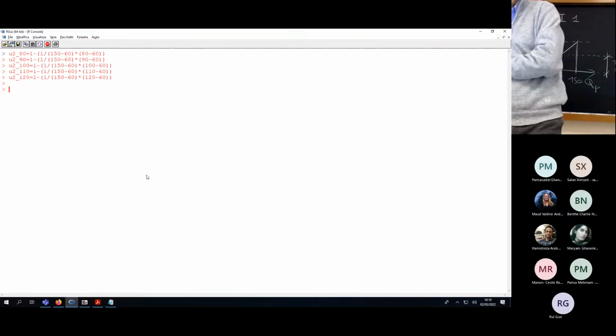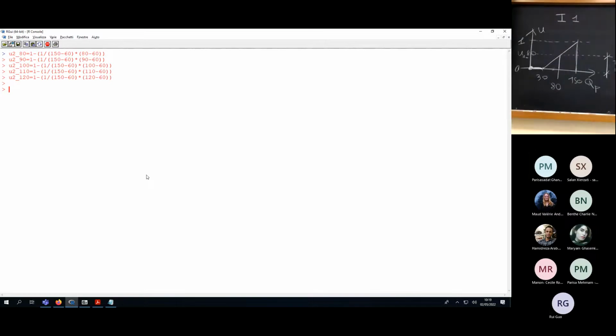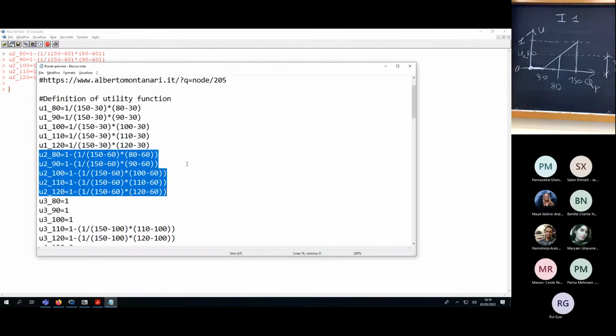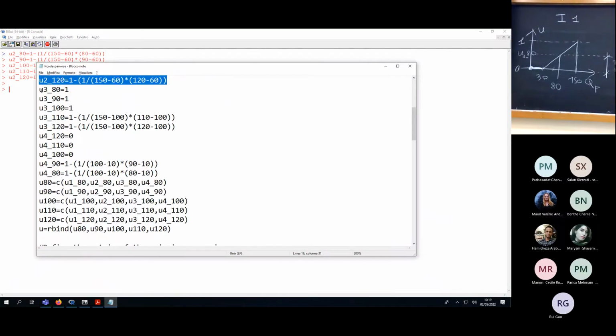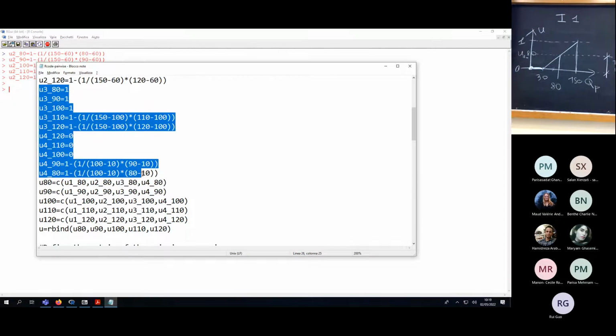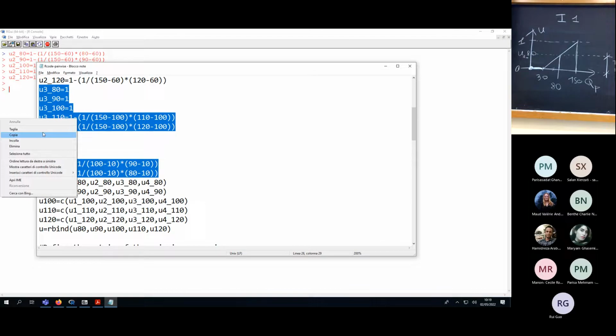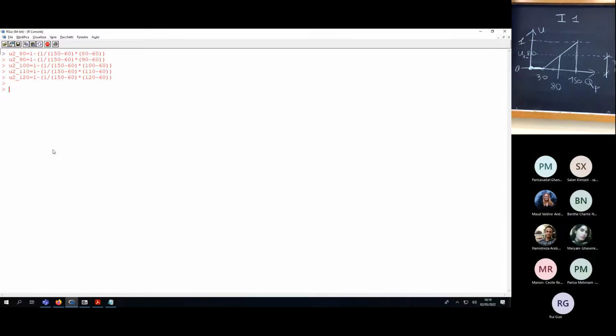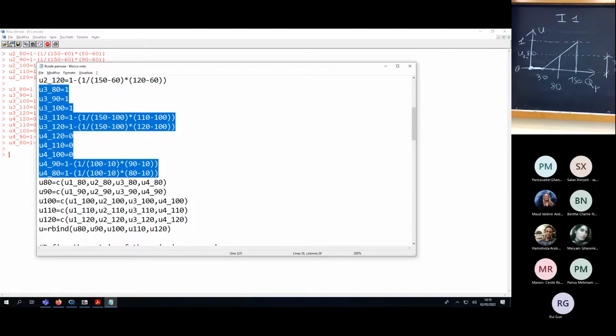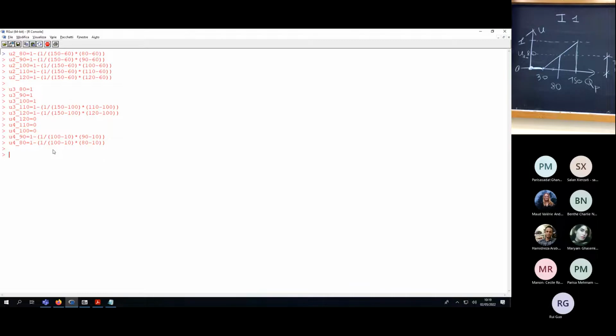Now, this is the second utility function. Let's put the other two utility functions in. And therefore, at this stage, we have all of them. Okay, just 1 second. Okay.